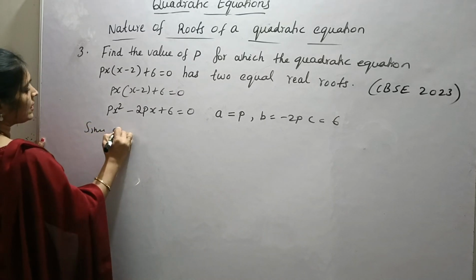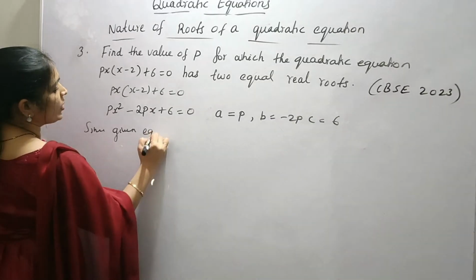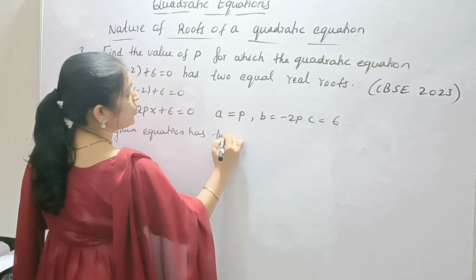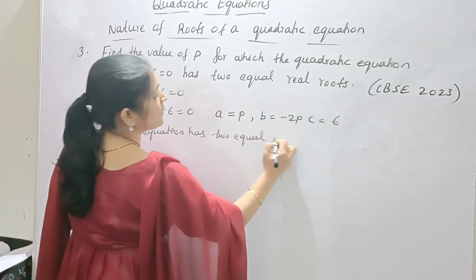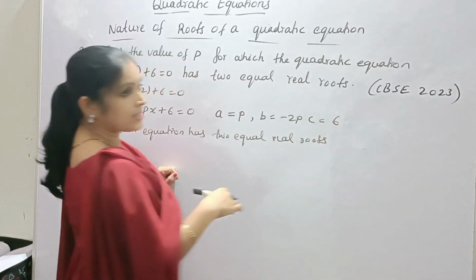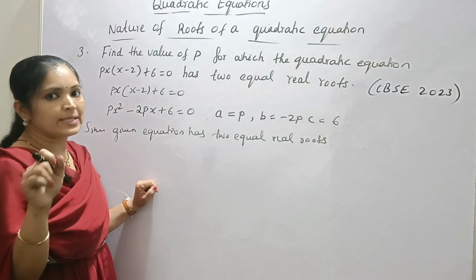Since the given equation has two equal real roots, two equal real roots means there is only one root, that is real.